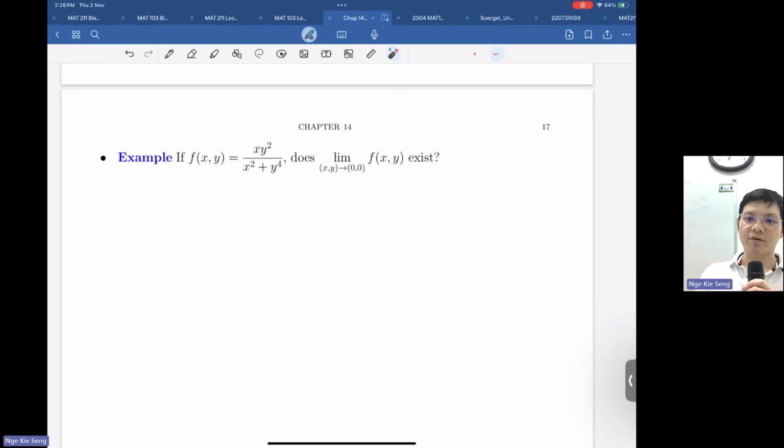Okay, next. How about this? xy squared over x squared plus y to the power of 4. Try and think about it first. What do you want to try? If you substitute 0, 0, what happens? You also get 0 over 0, so you cannot just use the continuity of polynomials. We need to try different things. Let you try. You want to try polar first, or try different paths. You can try.